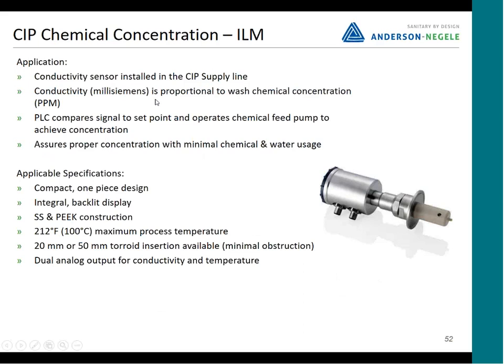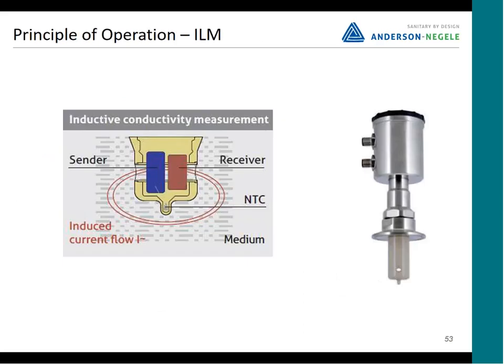This would be the ILM4. We do know that the conductivity is proportional to the wash chemical concentration, and that's a repeatable relationship. So we can program our PLC to maintain a certain chemical concentration, optimize the amount of chemical we put in on the supply side, and ideally control that chemical feed pump to get that concentration going out. If we're not putting in too much or too little, we can optimize our wash time and optimize our chemical usage. All right. So how does the ILM work?